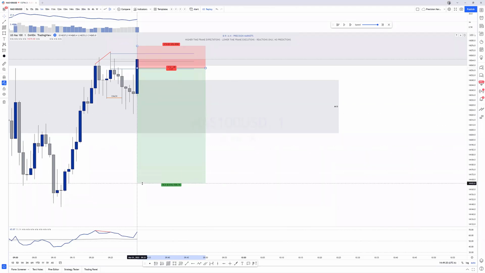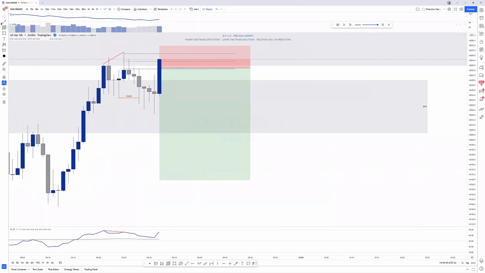And so then our first target would be right here. And so it's all in the wicks. What ended up happening was price came above this high, which means that for it to wick above, there had to have been some demand. So these candles right here would be your demand zone that pushed it above. That's why the demand failed.